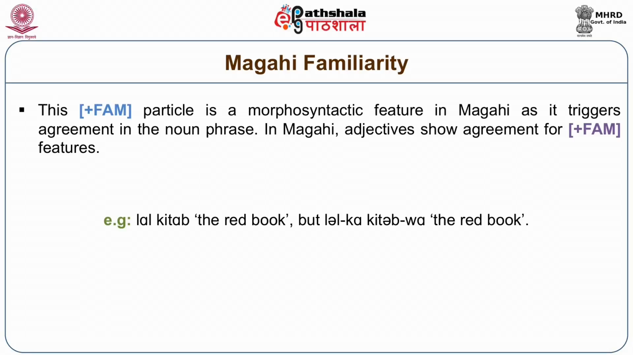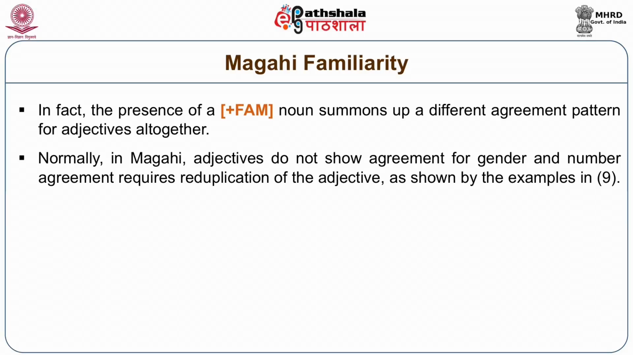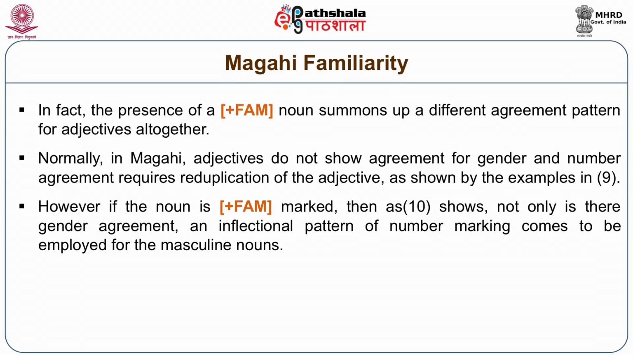So, lalka kitab wa. In fact, it seems that the presence of a plus familiar noun phrase summons up a different agreement pattern for adjectives altogether. Normally in Maghi, adjectives do not show gender and number agreement, and number agreement in fact requires reduplication of the adjectives. Black boy is Kariya Laika, and to be able to get number agreement where it's plural for boys, then you get Kariya Laika.